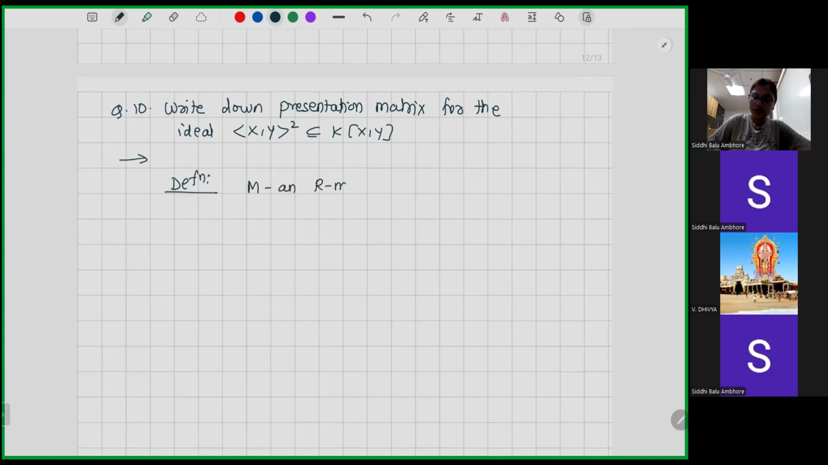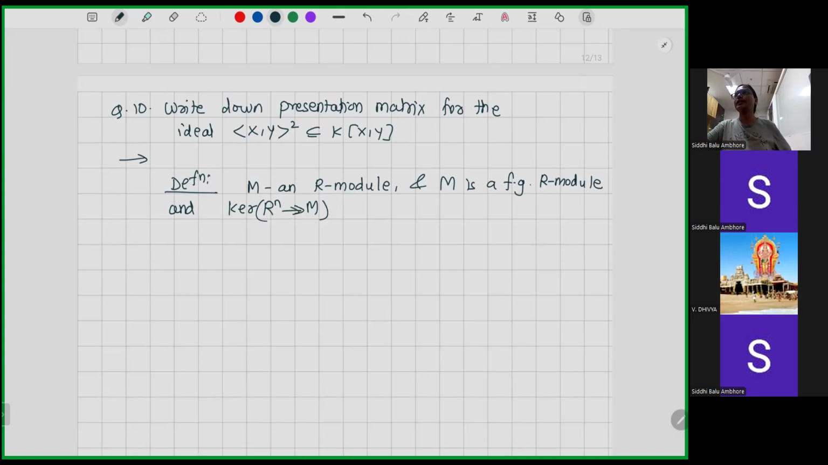If M is an R module, I hope you all know what a module is, and if M is finitely generated, of course, as an R module, then there exists an integer n such that we have a surjective map from R^n to M. And we are assuming that the kernel of this map is also finitely generated as an R module.